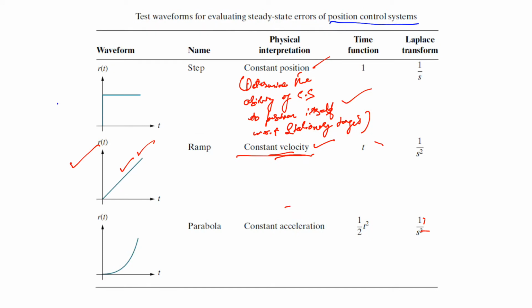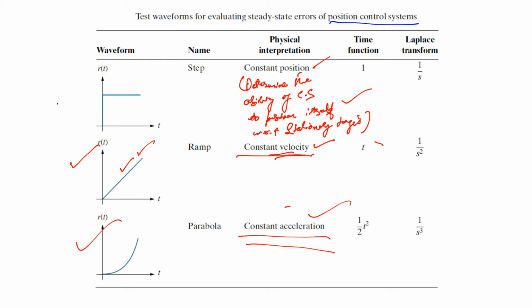Now third one is the parabola input. In case of the parabola input, the second derivative is constant. It represents a constant acceleration.